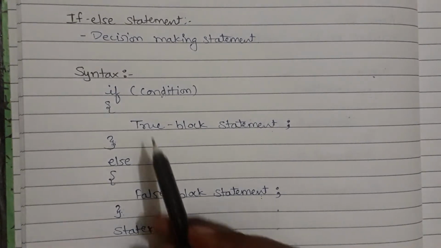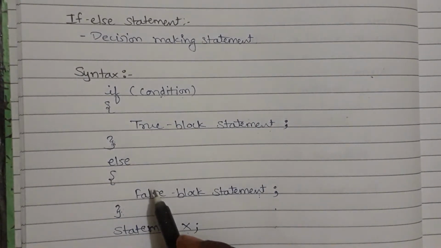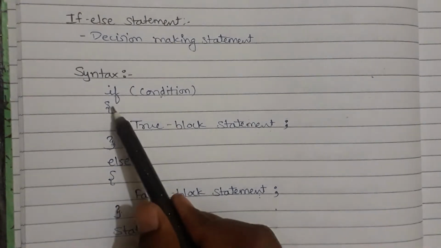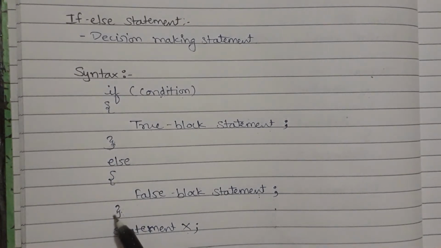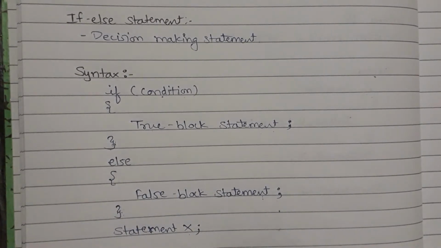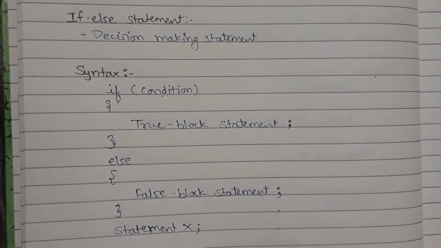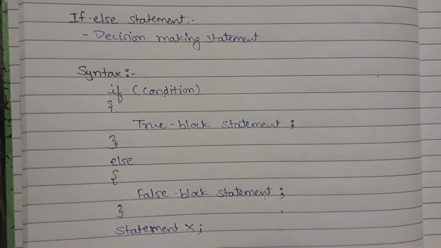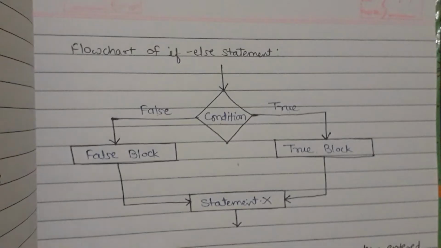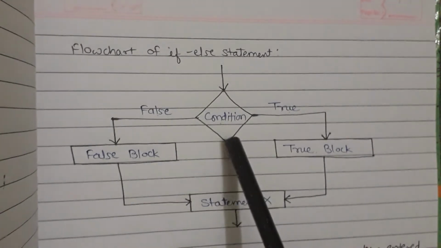So in this way, this if-else statement works. At a time, either the true block statement will be executed or the false block statement will be executed. So at a time, any one block is executed. So this is the if-else statement. Now for simplicity, we will see the flowchart of the if-else statement. In this flowchart, we can see that we have a condition.